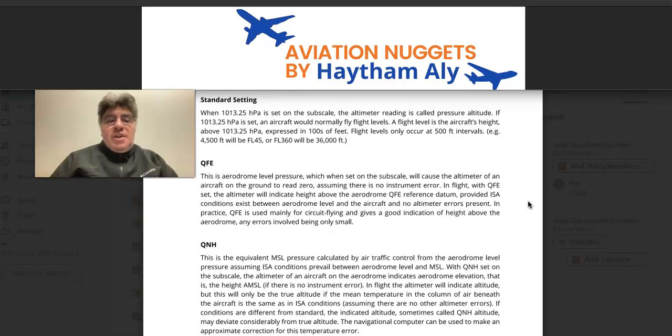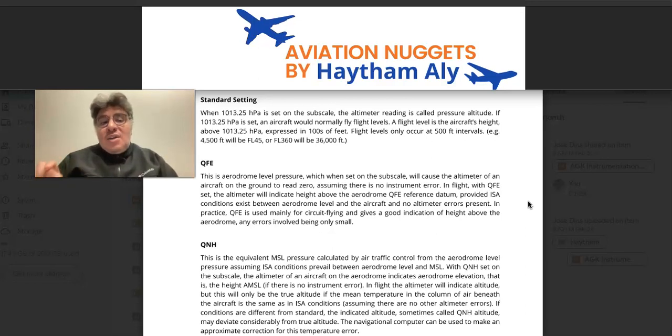What is the altimeter, everybody? The altimeter is a static pressure gauge. It is a static pressure reading gauge that is calibrated to show us vertical distance. Again, the altimeter is a static pressure gauge calibrated to show us vertical distance.